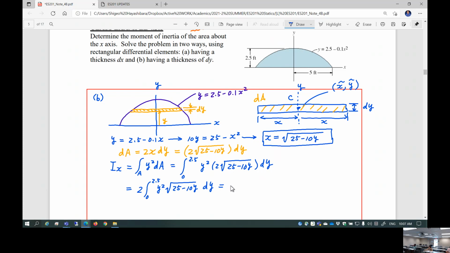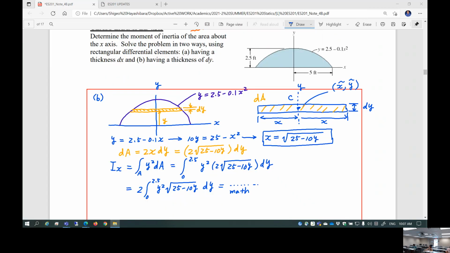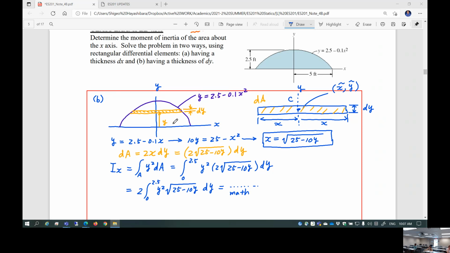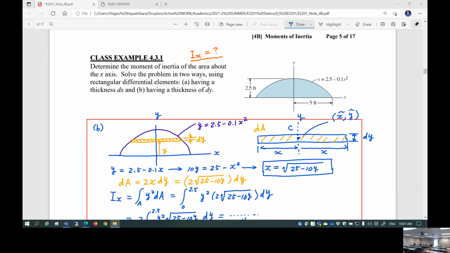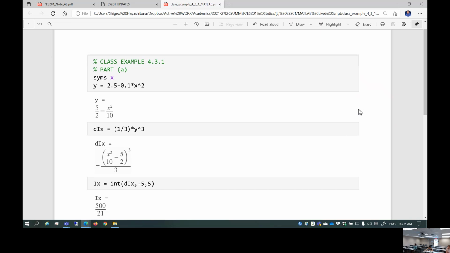Okay, now this is a math step. So what did I do? Did I do this by hand? I think I didn't do this by hand, I suspect. Cross example 431. This is already, by the way, given to you in the update page, so you can just take a look at it. Apparently I didn't do the hand math. I used the symbolic math. This is y equal to blah, blah, blah given.